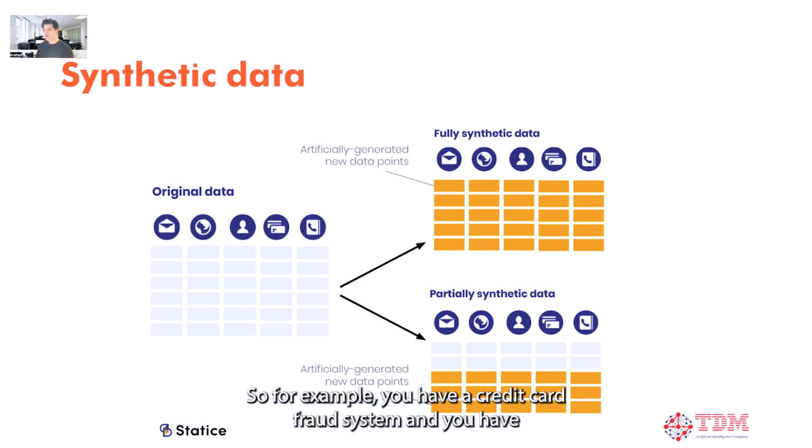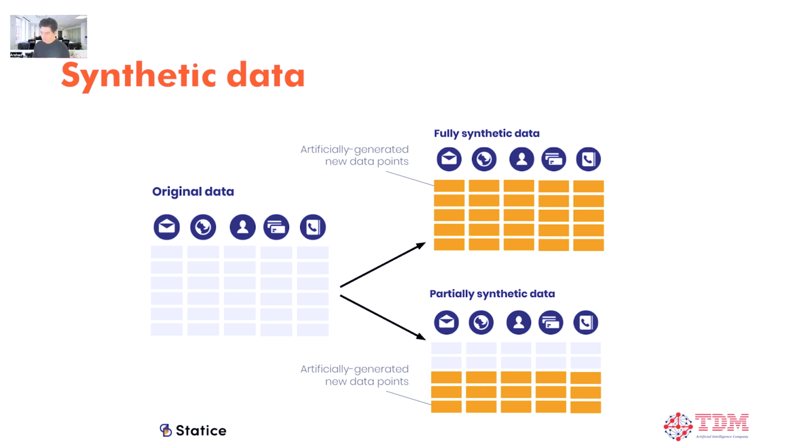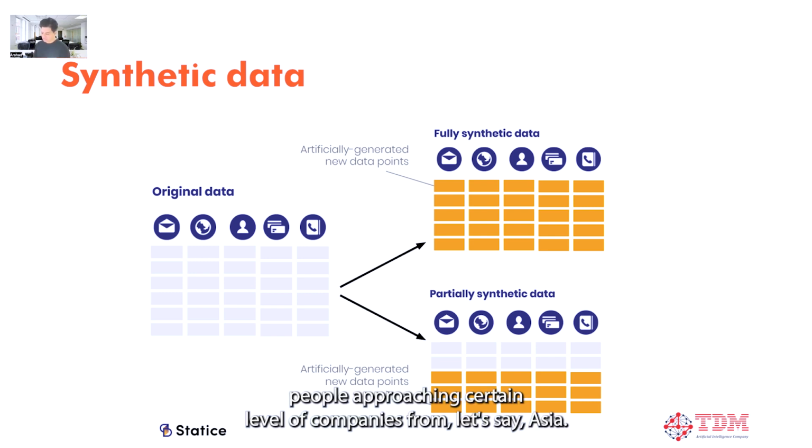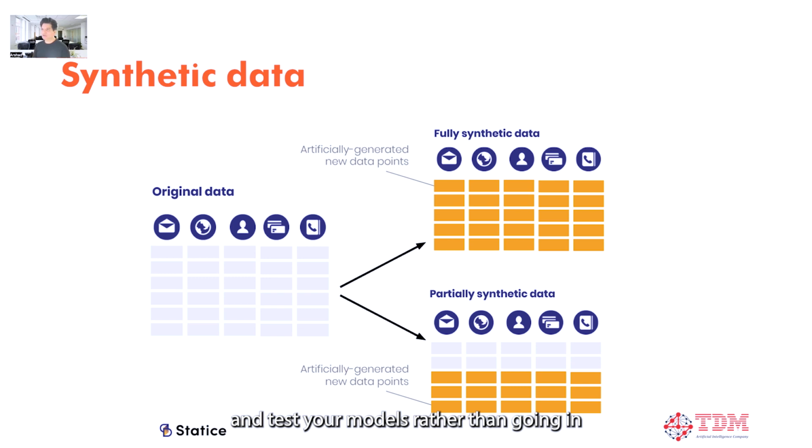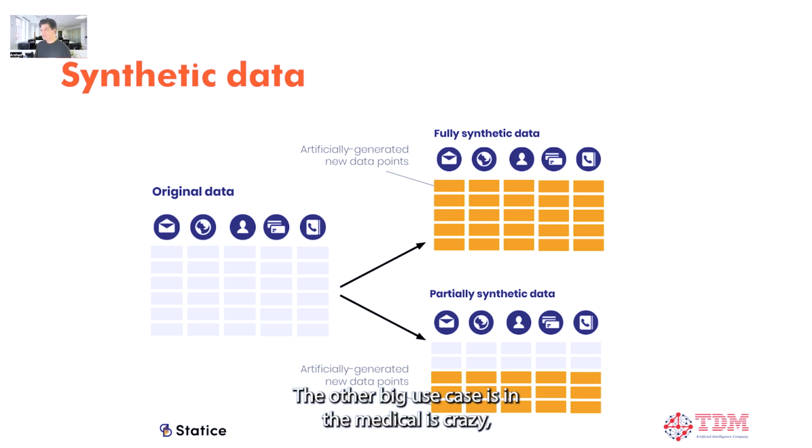So for example, you have a credit card fraud system and you have people approaching certain levels of companies from, let's say, Asia. Can you take that data and replicate it in the US? Yes, you can. By doing some kind of semantic adjustment, you can take that experiment and run it here and test your models rather than going and asking anyone for new data. The other big use case is in medical. It's crazy.